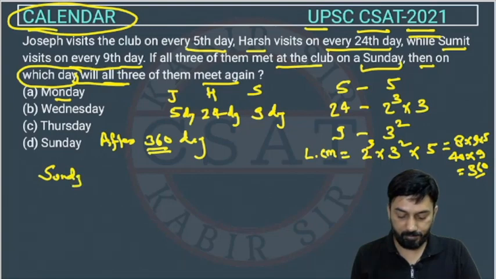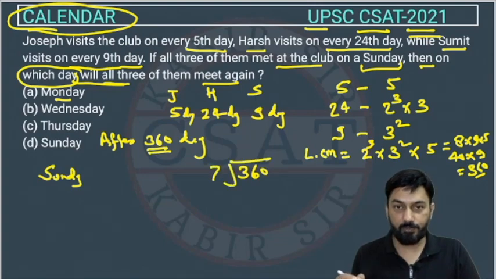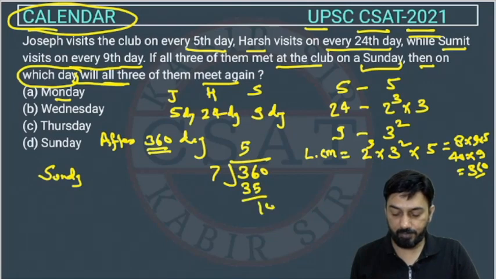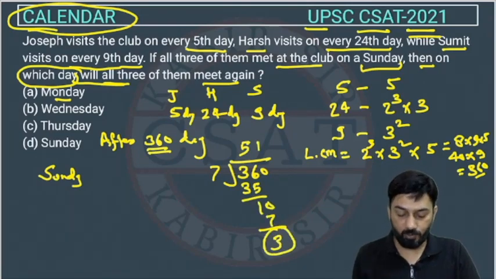And again they will meet after 360 days. So let's compute the odd days in 360. We will divide it by 7. 7 5s are 35, remainder 10. So the odd days are 3.